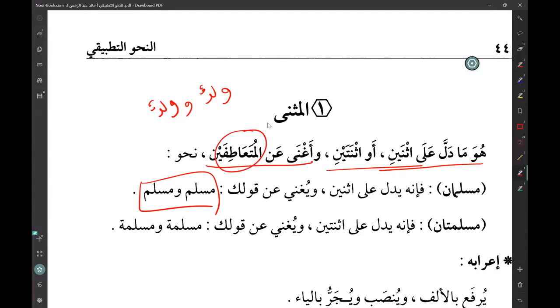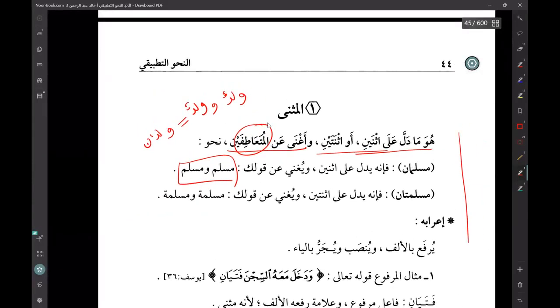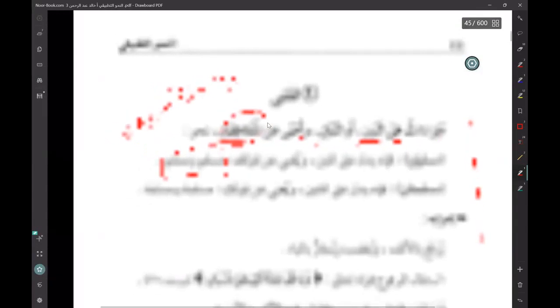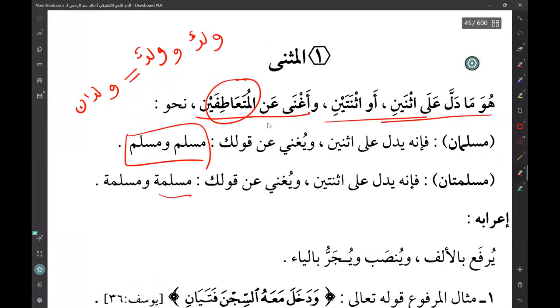Instead of repeating yourself like that, you use muthanna and you say waladani, and this is exactly what it means. When you say waladani, it precisely means that you are saying waladun wa waladun. And you will see why this is important. Make sense? The same thing goes for feminine as well, muslimatun and muslimatun. So this is what they mean.